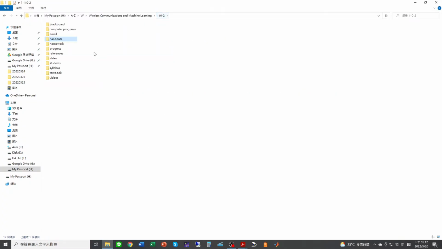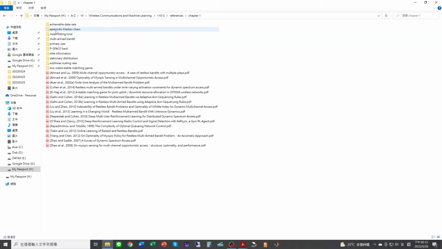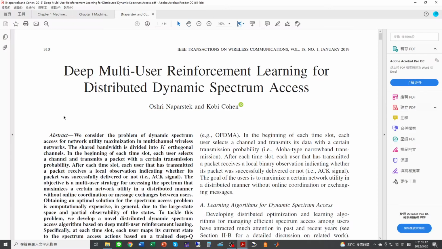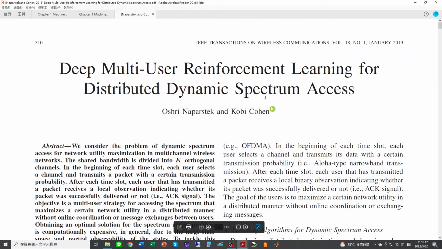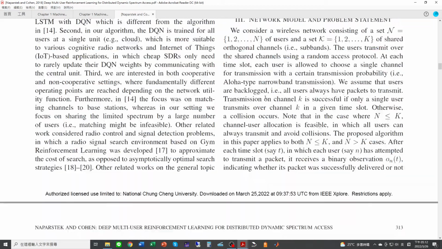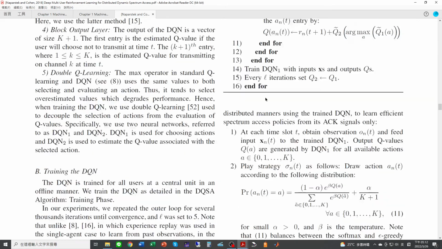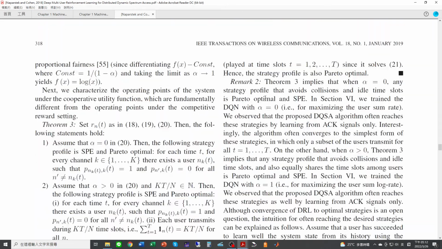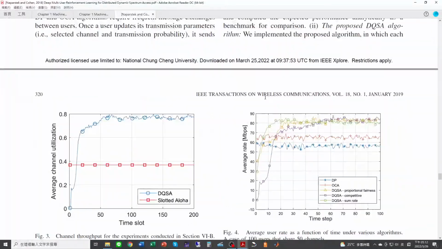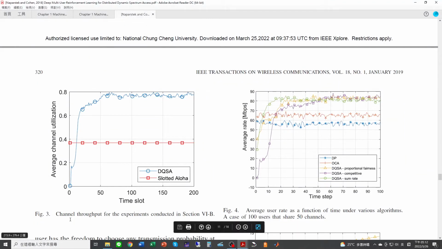Okay, let us go to the reference. And I have downloaded this paper, Naparstek and Cohen 2018. Okay. And page down. Okay, in figure 3, channel throughput for the experiments conducted in section 5b.